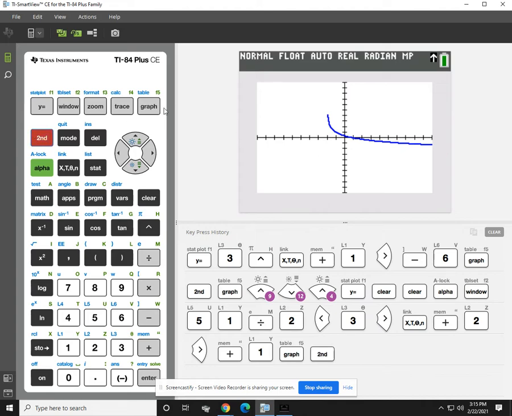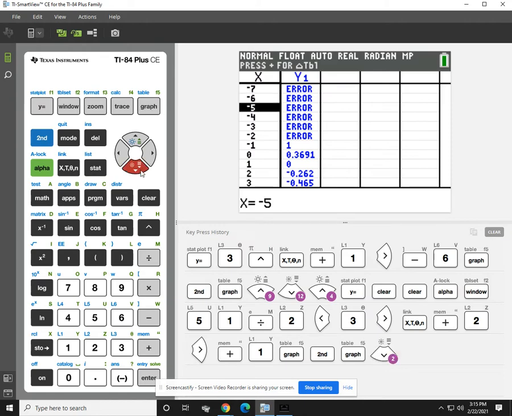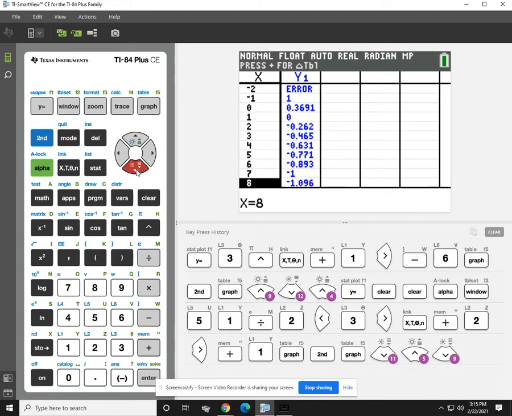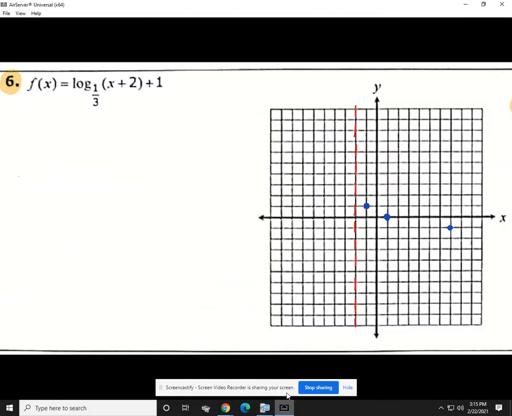So let's go find a couple of nice points. Go to your table, and you start seeing them right down here. You see all those errors? That's the asymptote. Causes it to be an error. So we got -1, +1. We've got our x-intercept this time at 1, 0. And let's see if we have any more nice points. There's one, 7, -1. And that's really all I need. 3 good points. So let's go back to our graph.